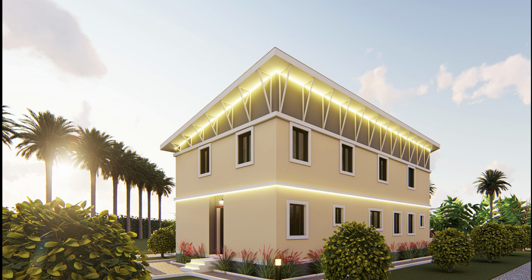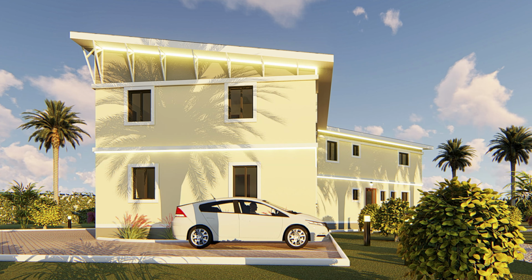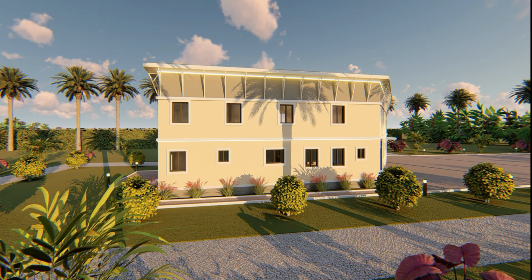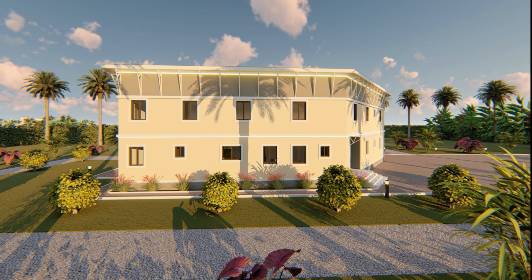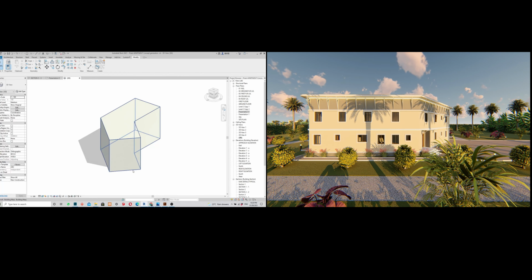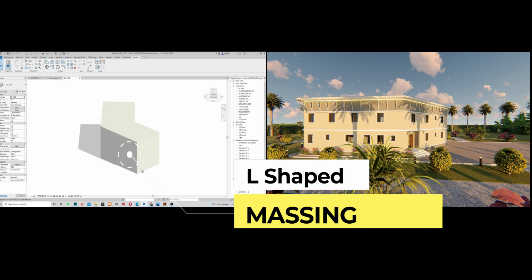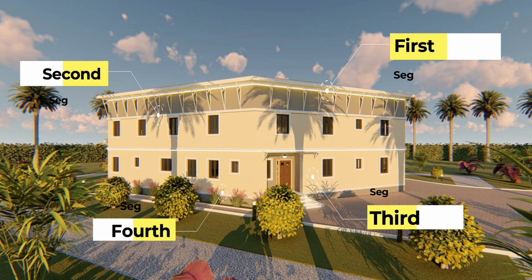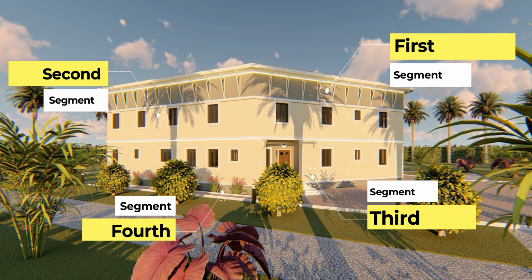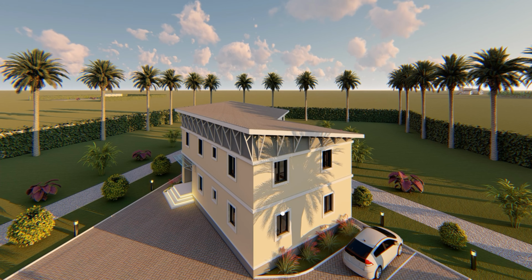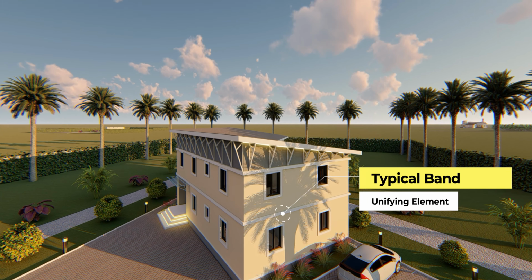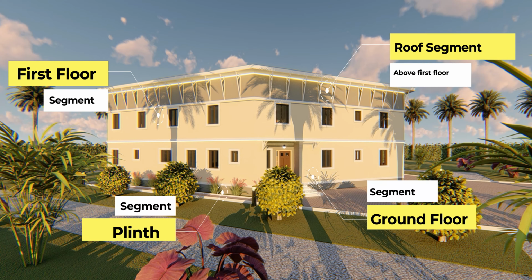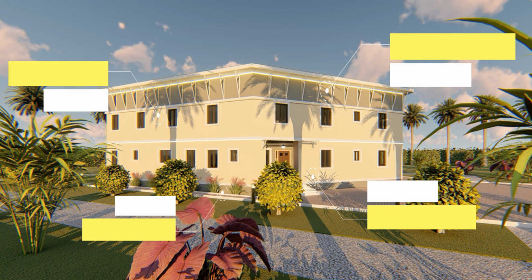This design project is for a Reverend Father of the Roman Catholic Church. The mansion is a two-story building made of the ground and first floors and divided into 4 segments. These segments are made visible by horizontal bands. We have the plinth segment, the ground floor segment, the first floor segment, and then the roof segment.